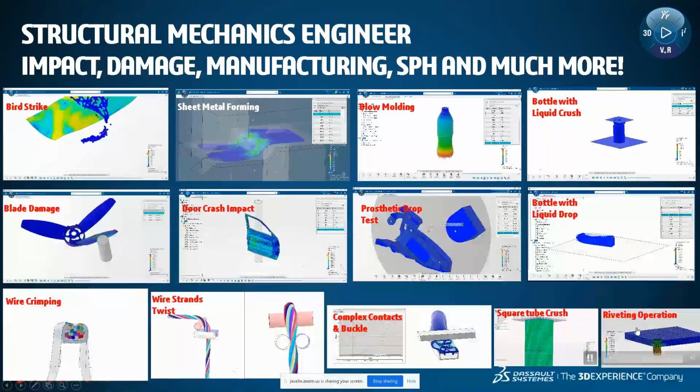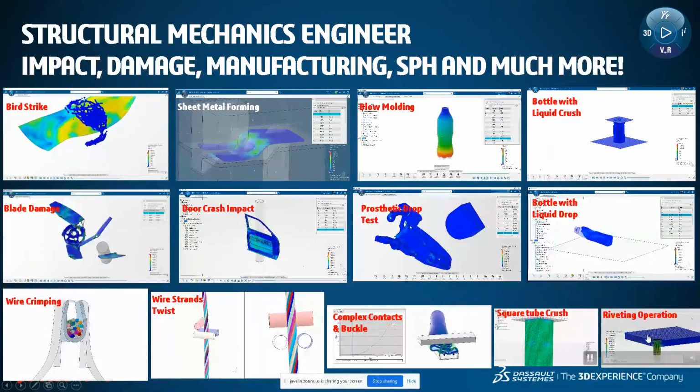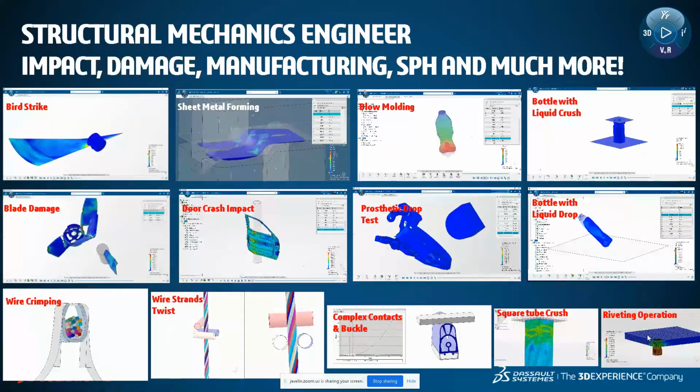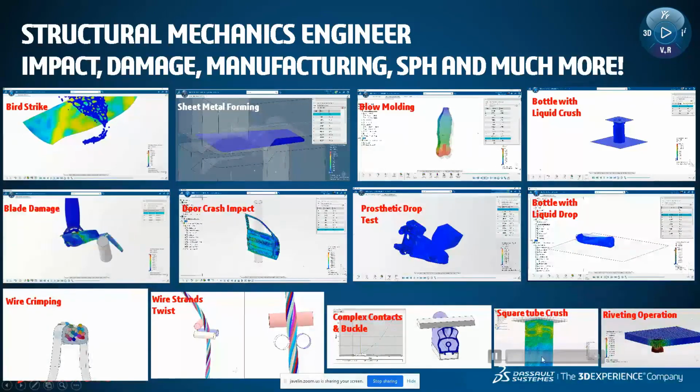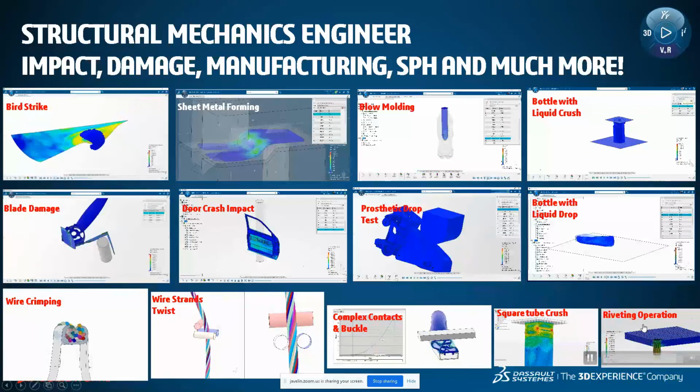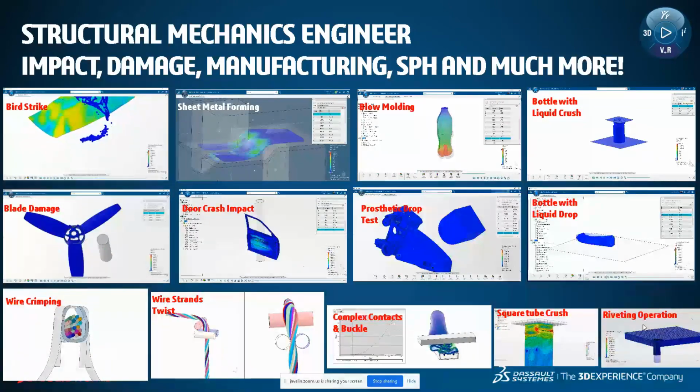Crush testing, riveting operations. This came from an airline company that had some issues with their riveting and wanted to ensure that their rivets were going to be safe. So we were able to run that using SimuliaWorks.